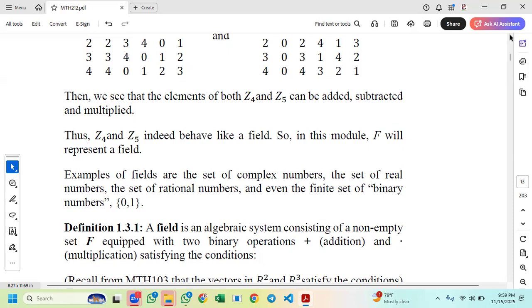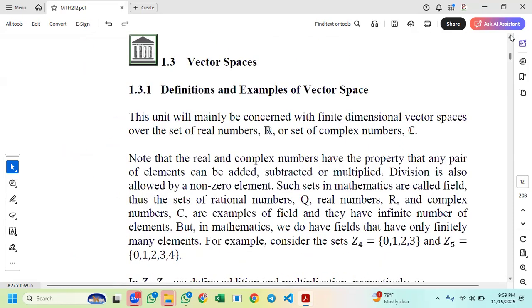Let's go back to the definition of the field. Under the definition, they say division is also allowed by a non-zero element, which means when you want to divide, we have been doing addition and multiplication, they say division is also allowed, but by a non-zero element, because of course you cannot do division by zero. It's infinite or undefined. So if you want to divide, it must be by a non-zero number. Then such sets in mathematics are called a field.